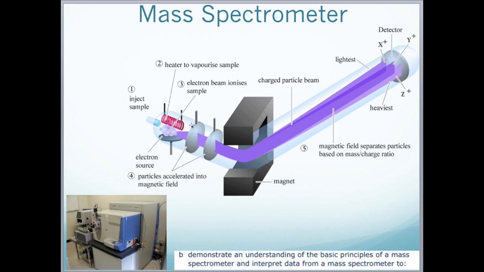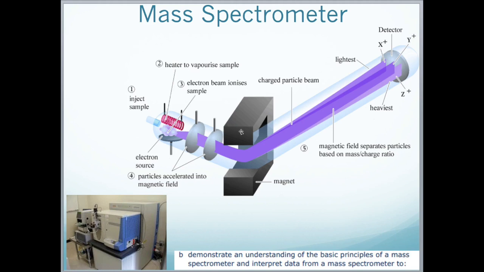Once we've created these positive ions, they are accelerated by a high electric potential, and they pass through slits and emerge as a parallel beam of ions, as shown here. They then are deflected by a powerful magnetic field, as shown by this magnet. Those with a greater mass are deflected less than those of a smaller mass, which allows us to sort the ions according to mass.